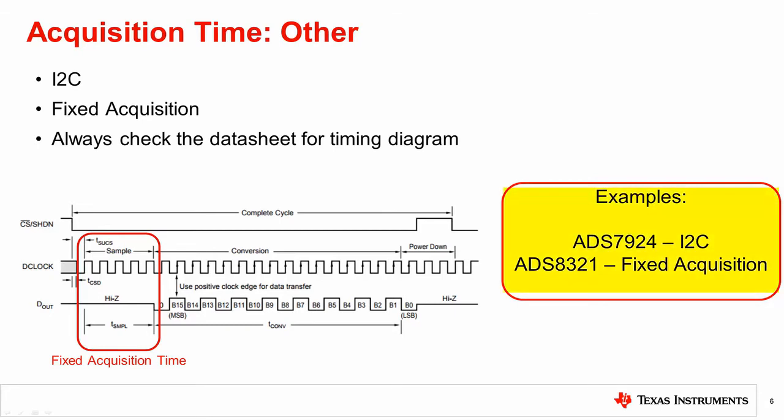Two examples of TI SAR ADCs with other methods for timing are the ADS7924 and the ADS8321. Note that these exceptions are not common and most devices will fall into one of the first two categories. In regards to the different types of timing diagrams, it is best to always read the device datasheet in order to fully understand how the device will operate and how to determine the acquisition and conversion times.